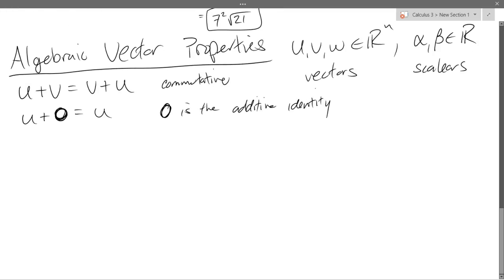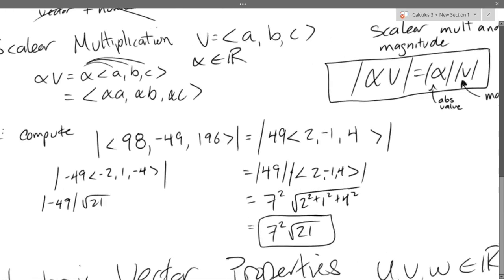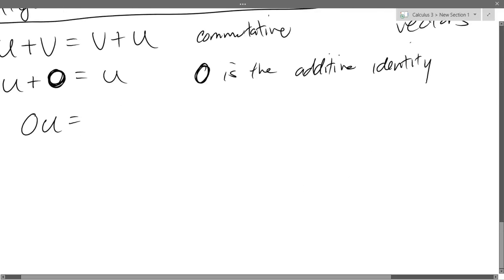And what next? How about the number zero times u? So think about multiplication. What is the number zero? Scalar multiplication. So think alpha is zero. What type of vector are we going to get out? I'm looking right here. If alpha is zero, I'll get the zero vector. So it's a little bit weird. Zero u equals zero, but the zero vector in this case. It's a bit strange.